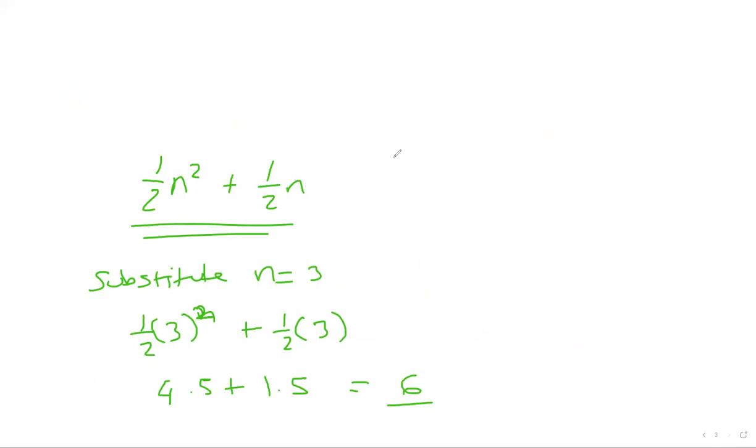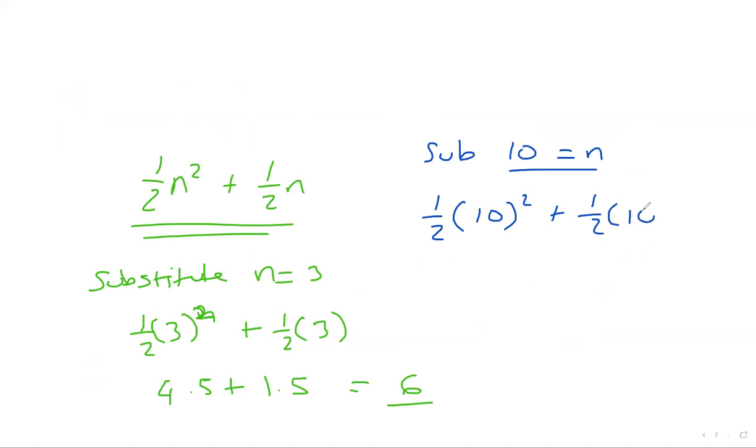So in this case, if we want the 10th term, then we substitute 10 for n. We'll have half times 10 squared plus half of 10. 10 times 10 is 100, that's 10 squared. 100 times a half is 50, plus half of 10, which is 5, which is 55. That'll be your answer for that.